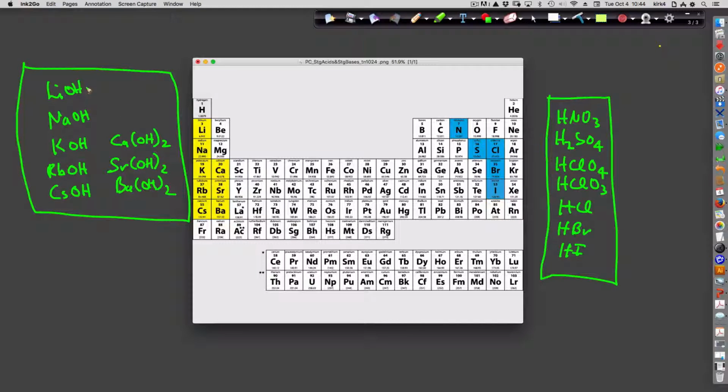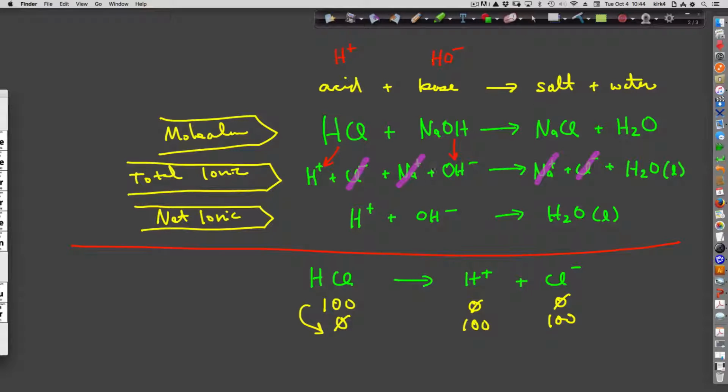Any one of these can react with any one of these, and they will always give you salt water. Every one of those combinations of a strong acid and a strong base will give you the same net ionic equation.